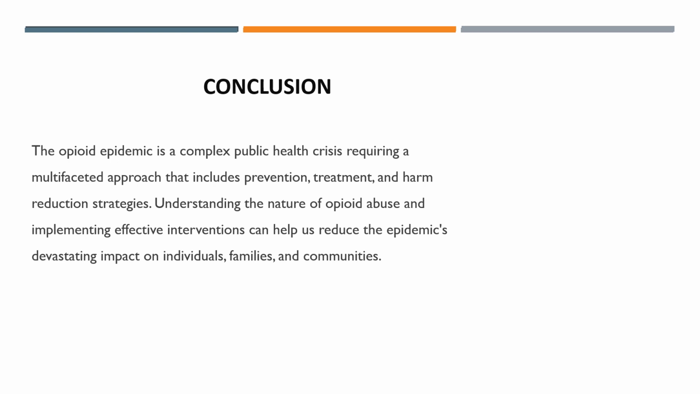In conclusion, the opioid epidemic is a complex public health crisis requiring a multi-phased approach that includes prevention, treatment, and harm reduction strategies. Understanding the nature of opioid abuse and implementing effective interventions can help us reduce the epidemic's devastating impact on individuals, families, and our communities.